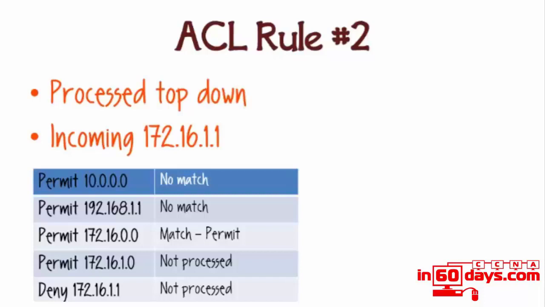The problem is this network engineer has put a deny for that 172.16.1.1 network on the bottom of the access list, and they're trying to work out why the traffic's still being permitted. Well, it's because of the rule that the router starts at the top and works its way down and stops when it gets a match.